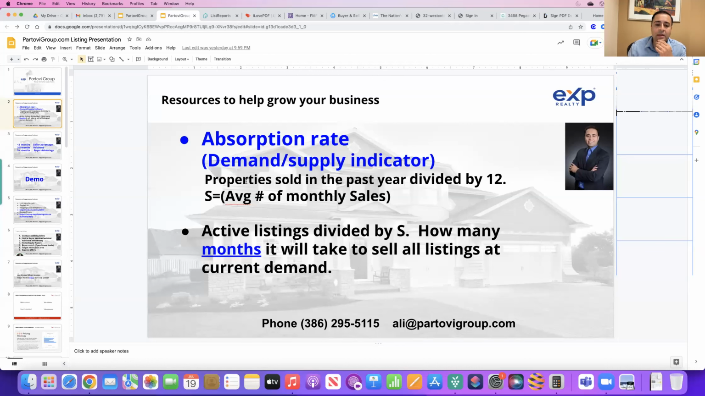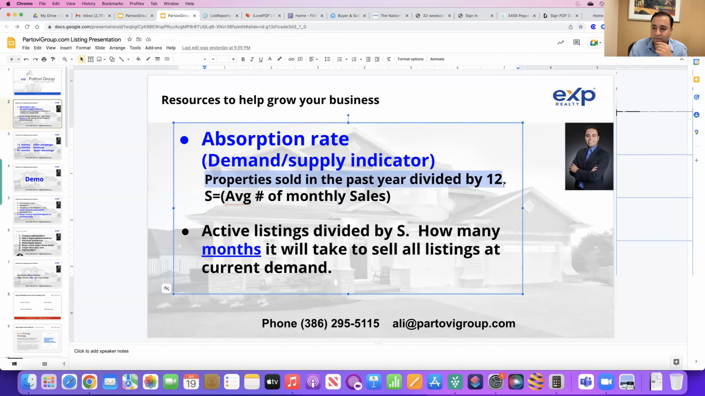So I'm going to show you a couple of those examples in a few minutes in the demo. But the way you calculate it is you take the properties that have sold in the past year and you divide it by 12, because what we're looking for is the average number of monthly sales. If you take anything less than 12 months, it might give you a skewed representation of what the demand and supply is. So I like to divide it by 12 because it gives you the average of monthly sales. So S, which is the average monthly sales, equals this right here.